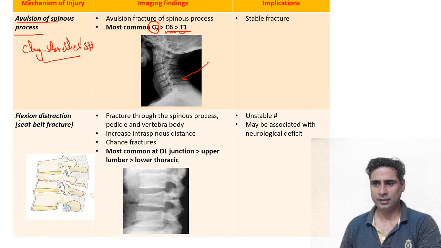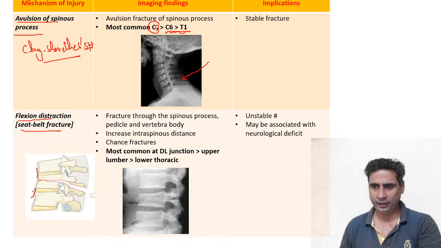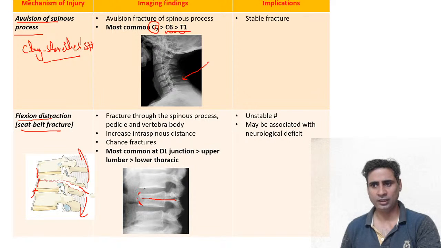And the final type of injury is the flexion distraction seat belt injury, where excessive flexion of the spine will lead to compression on the anterior side and distraction on the posterior side. So what will happen? First, there will be a fracture around the spinous process. It will go anteriorly to the vertebral body, and anteriorly there is a compression fracture. So this type of injury is known as seat belt injury.